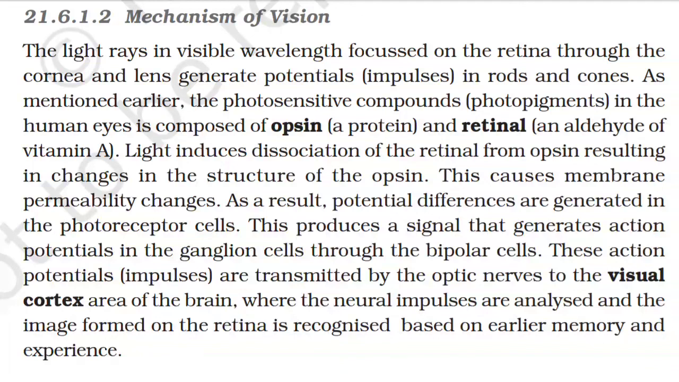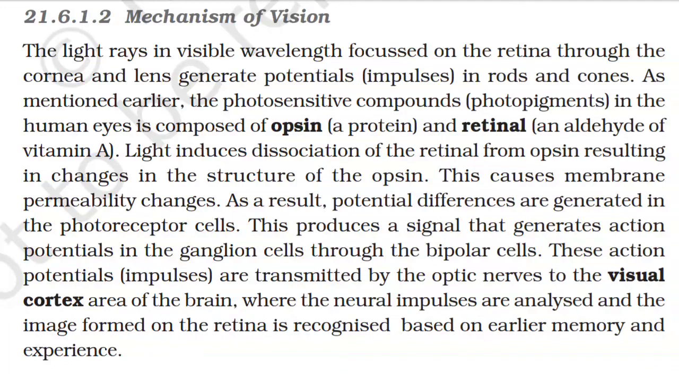21.6.1.2 Mechanism of vision. The light rays in visible wavelength focused on the retina through the cornea and lens generate potentials or impulses in rods and cones. As mentioned earlier, the photosensitive compounds or photopigments in the human eyes is composed of opsin, a protein, and retinal, an aldehyde of vitamin A. Light induces dissociation of the retinal from opsin, resulting in changes in the structure of the opsin. This causes membrane permeability changes.